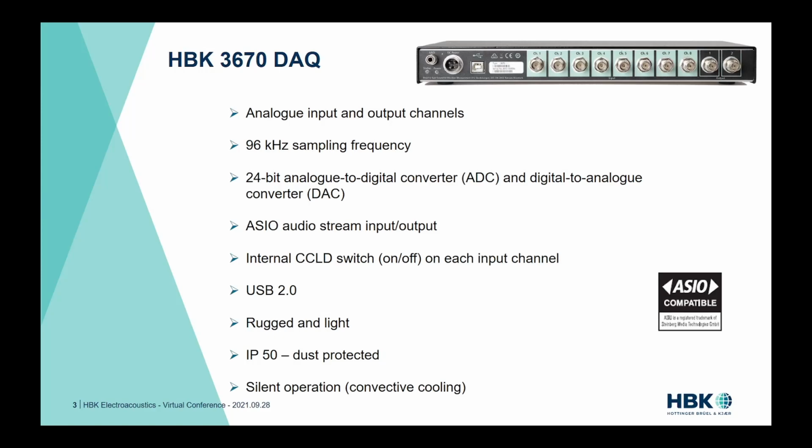The 3670 is a data acquisition system specifically designed to be used with CCLD measurement transducers that digitizes and streams data through a USB 2 interface. It goes up to 96 kHz sampling frequency. You will find inside 24-bit analog-to-digital and digital-to-analog converters. The driver is ASIO compatible, which means a low latency driver. The CCLD switch can be set individually on each input channel. The device is rugged, light, IP50 and has no fan inside, which means silent operation.